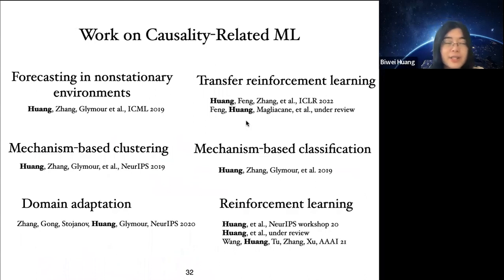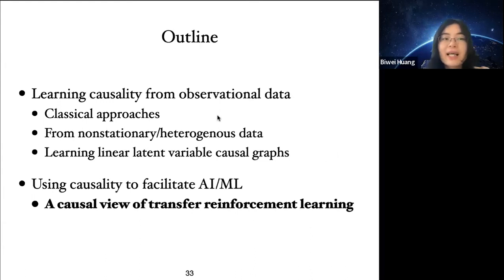So besides causal discovery, another research focus is on advancing machine learning tasks from a causal perspective, including forecasting in non-stationary environments, reinforcement learning, mechanism-based clustering and classification, domain adaptation, representation learning, and so on. Next, I will take transfer reinforcement learning as an example to show how the graphical representations and the modularity property can help quickly transferring to new environments.